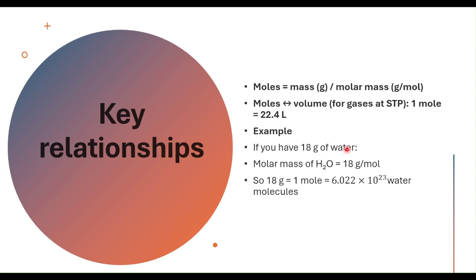For example, if you take 18 gram of water, how many moles does it have? If you look at the molar mass, it is 18 gram per mole. So 18 gram of water will have 1 mole of water, and practically it will have Avogadro number of molecules, that is 6.022 × 10^23 molecules.